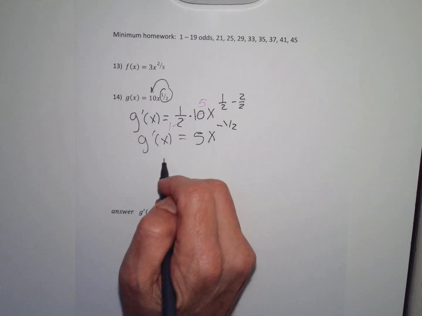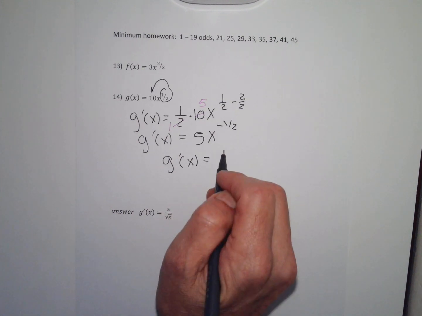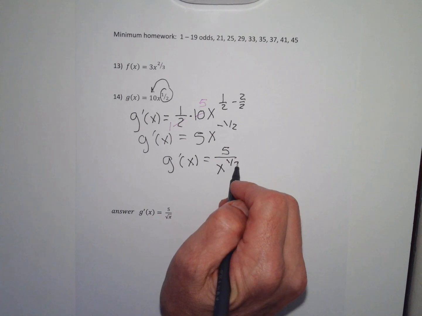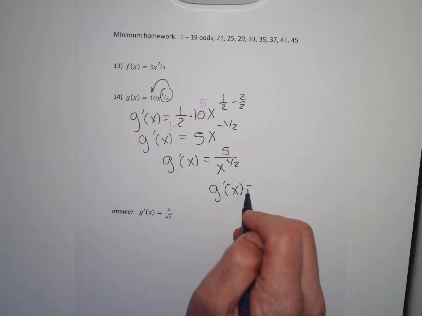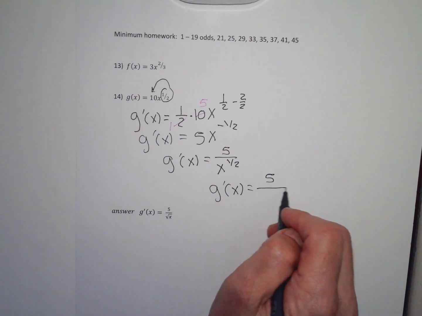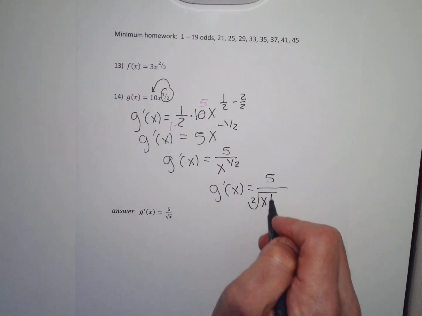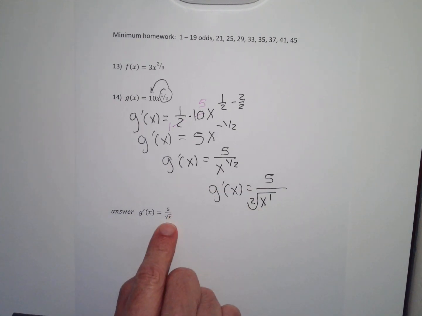Now I'm going to create a fraction to make the exponent positive. Our g prime of x is 5 over x to the 1/2. And now I'm going to make the radical from the fraction exponent. That's the second root of x to the first. I can suppress the 2 and suppress the exponent of 1 and it would have the same meaning. This is the best answer for 14.